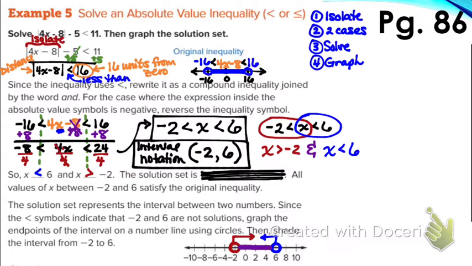This right here means the exact same thing as this right here. It's two different ways of writing the exact same idea. Both of these tell me that it's shaded in between negative 2 and 6. The parenthesis tells me that it's an open dot. That's the same thing the less than tells me. Over here, this parenthesis tells me that it's an open dot. Same thing this tells me. Let's go look at another example. Top of the next page, example number 6.